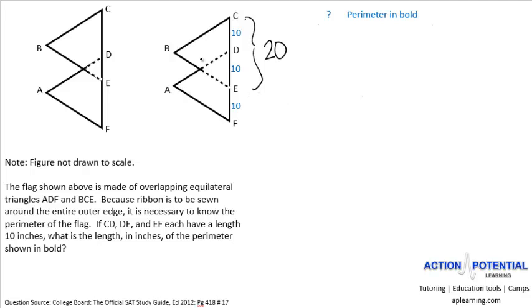Similarly, with triangle ADF, we have enough information to figure out the length from D to F. Since DE is 10 and EF is 10, the length from D to F must be 20. What that means is one of the sides of triangle ADF, side DF, is equal to 20. Since this is an equilateral triangle, we know that AF is also 20. Also, we know that AD is also 20. So I'll put 20 here.